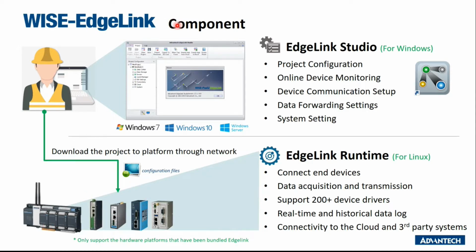The second component is our EdgeLink Studio. You can also call it the tools, or the IDE. You will use EdgeLink Studio, this software tool, to configure all the project configuration. For this you will need another system, any PC running Windows. You can install the EdgeLink Studio software on your PC and do the configuration. So these two things you will need for your real project.